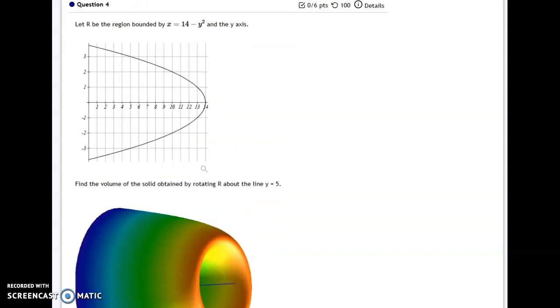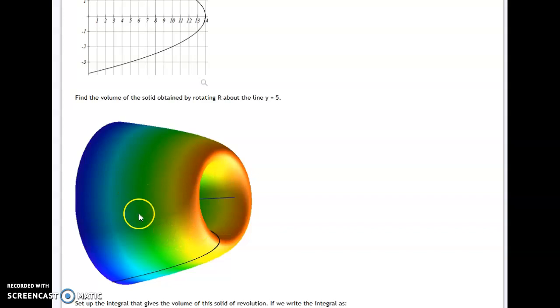This question comes from section 2.3. It's number 4. And the first thing here is we have a graph of this region. It says let R be the region bounded by x equals 14 minus y squared and the y-axis. Find the volume of the solid obtained by rotating R about the line y equals 5.